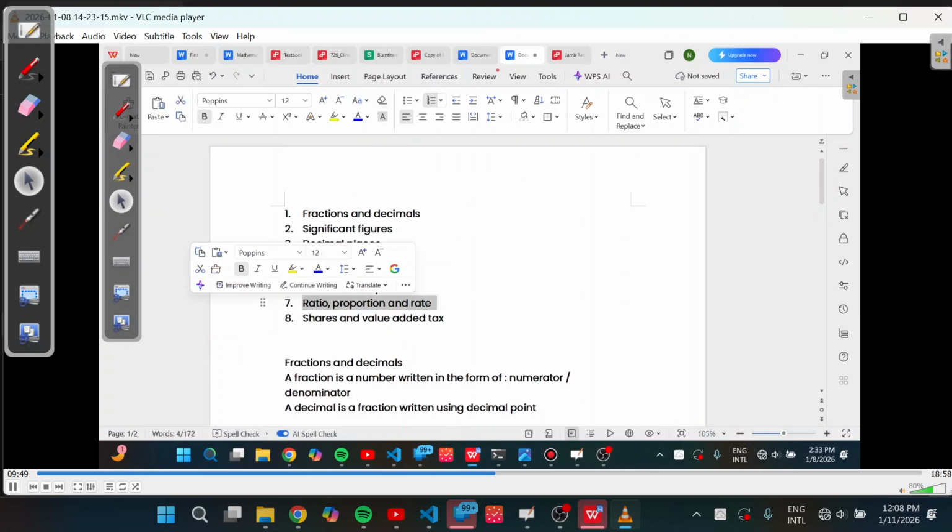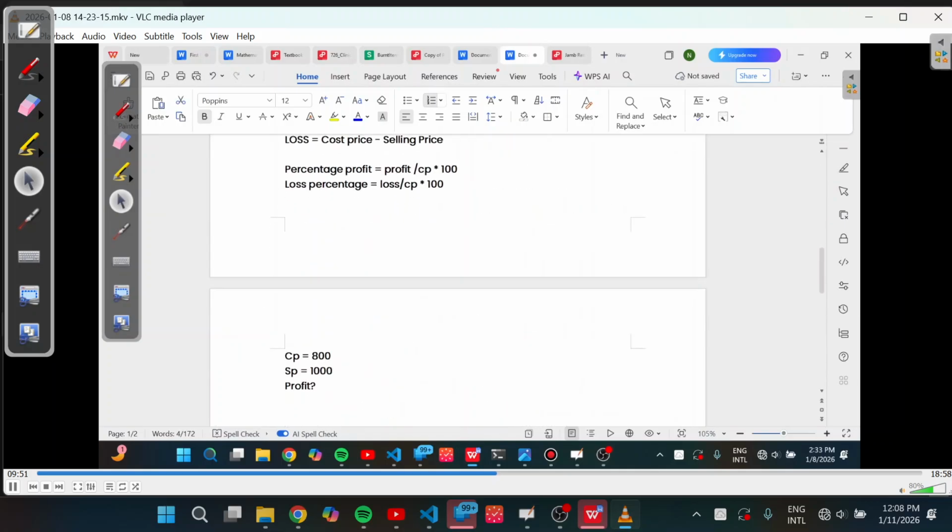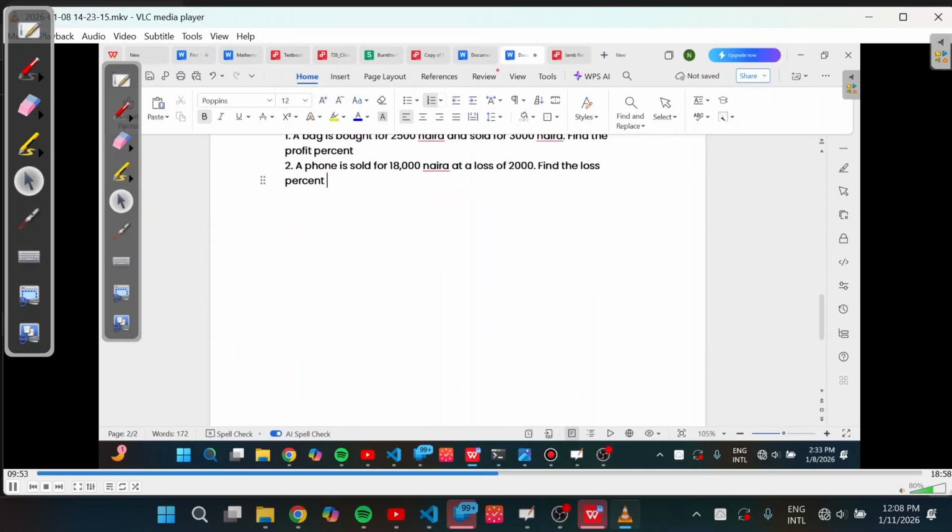So our next topic is ratio, proportion, and rates. So let's actually deal with it. So what exactly is a ratio? A ratio is the comparison of two quantities.